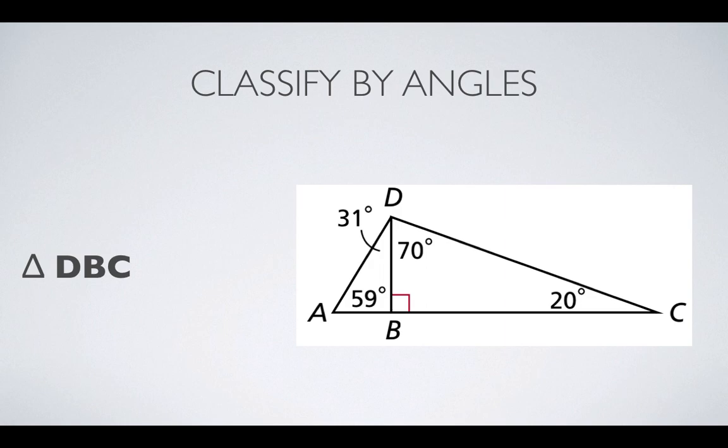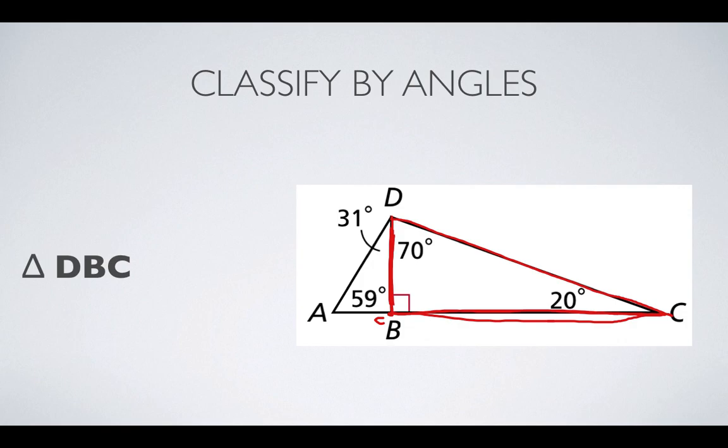All right, so what we're going to do now is classify each of these triangles by their angles. So the first one here, it says, is triangle DBC. Now, if we look at this image right here, you'll notice that there are quite a few different possible angles that we have. But we're going to start with DBC, which is this triangle right here.